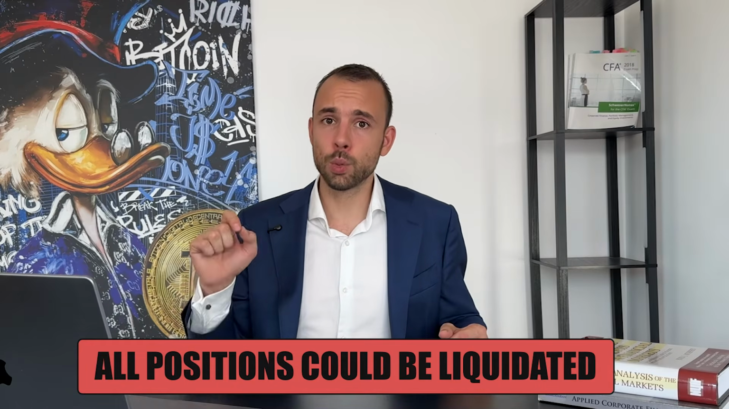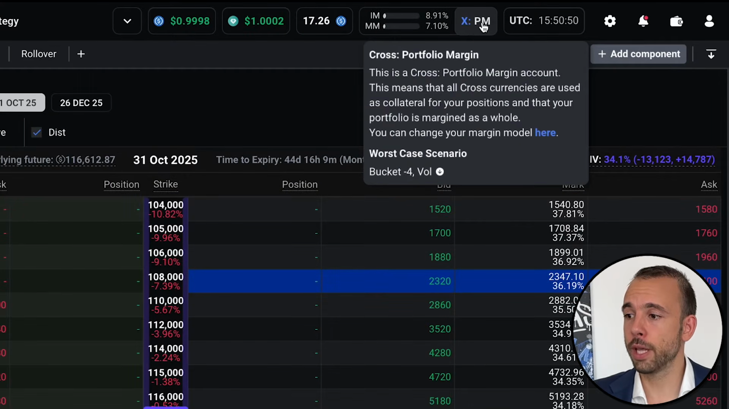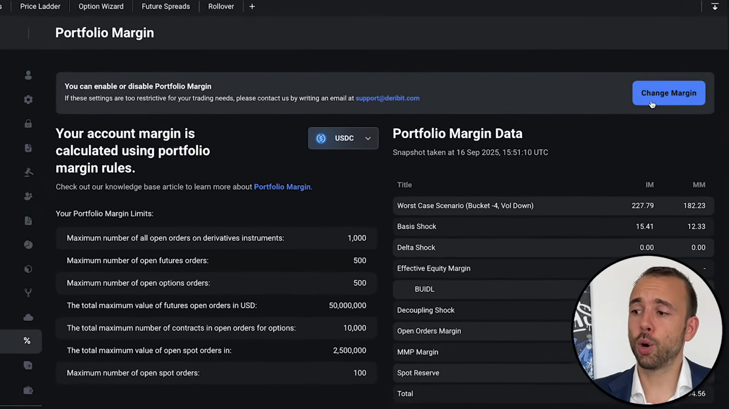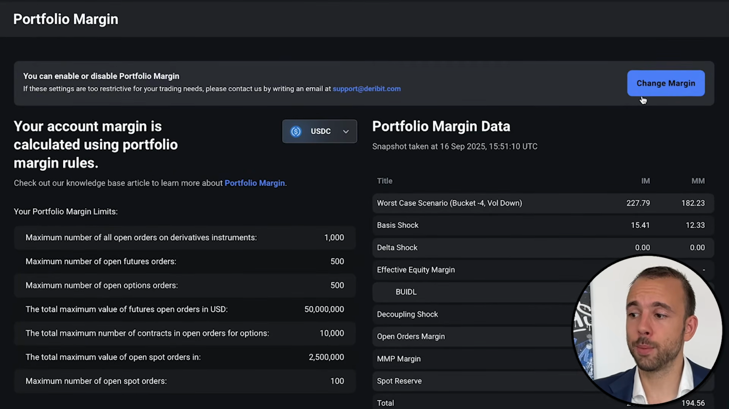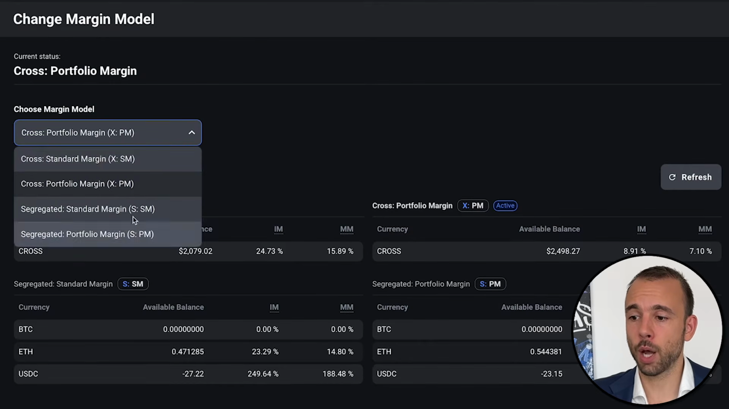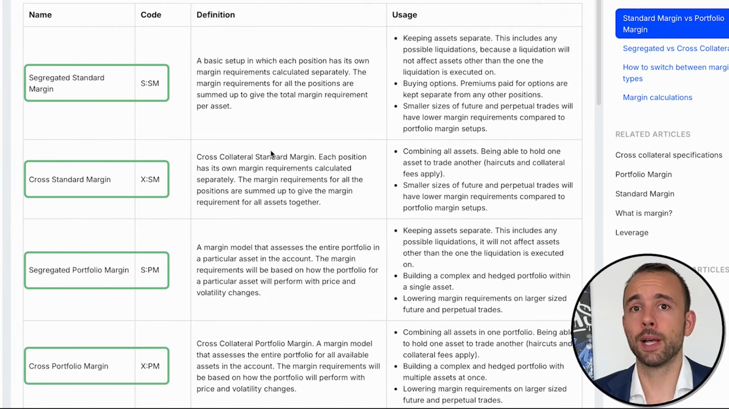So that's why this is very important, and let's take a look at the different margin types that are available on Deribit. To open all the margin types, we have to click on this button. And here we can see the margin page. To find all available margin types and make the changes, we have to click on change margin. And then we can find all margin types that are available. Let's take a look at each margin type in more detail. So here we can find all 4 types of margin that are available on Deribit.